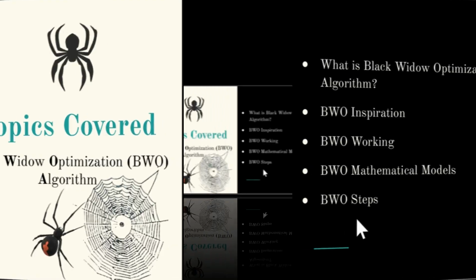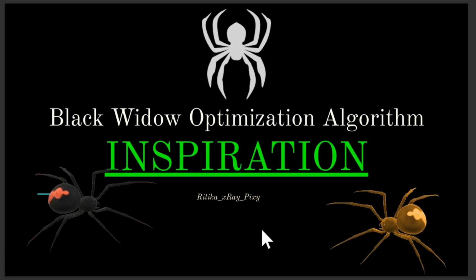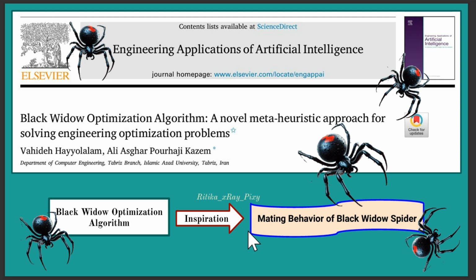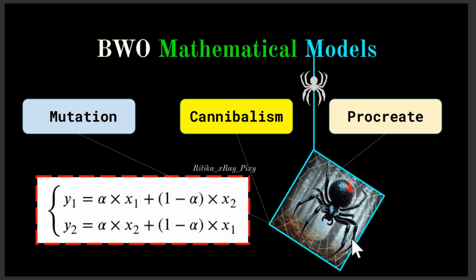First we will start with algorithm inspiration because the Black Widow optimization algorithm is inspired by the unique behavior of black widow spiders in real life. So first we will discuss black widow spider behavior in real life so that we can easily understand how this algorithm is working, because the different mathematical models used in this algorithm are designed based on black widow behavior in real life. Then we will discuss step by step how this algorithm is working.